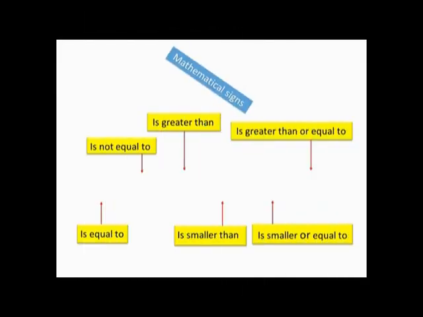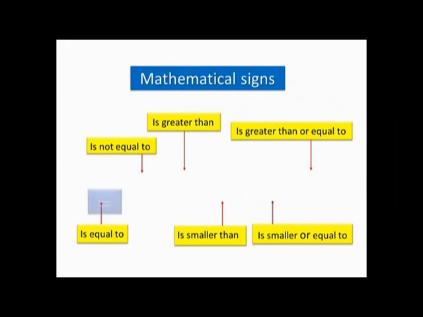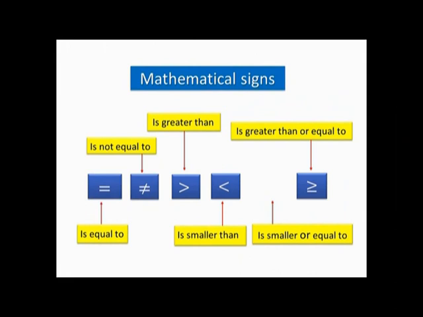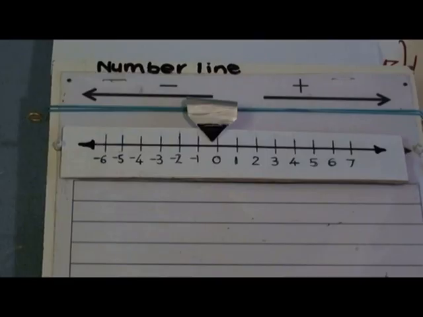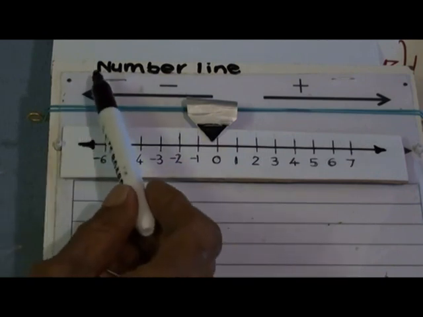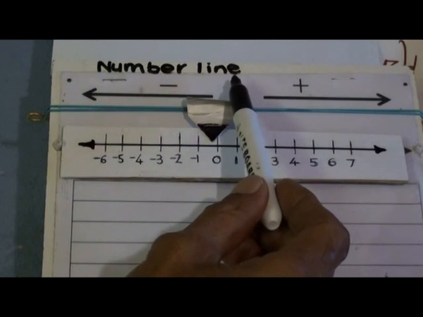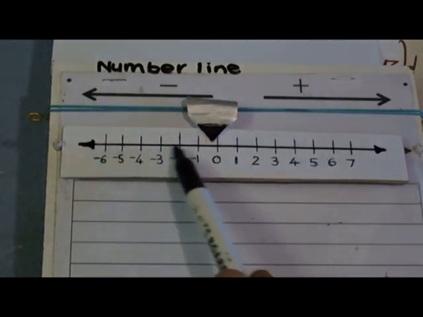Mathematical signs: is equal to, is not equal to, is smaller or equal to. This is called a number line.